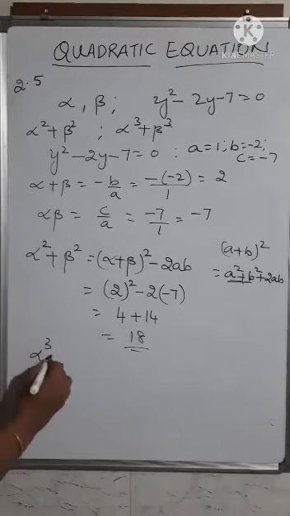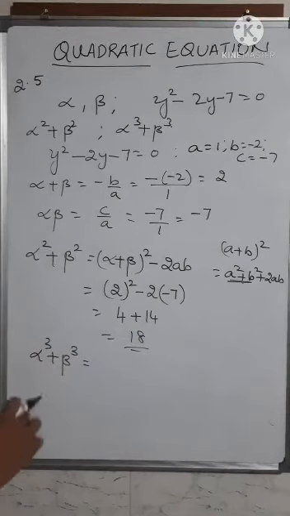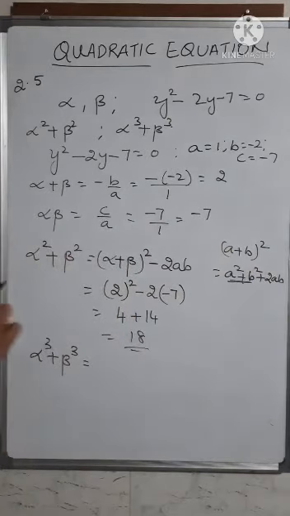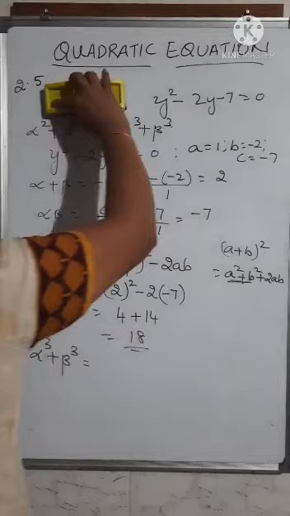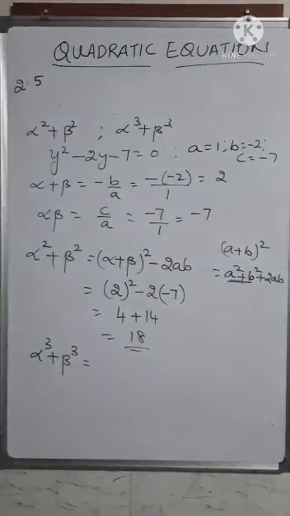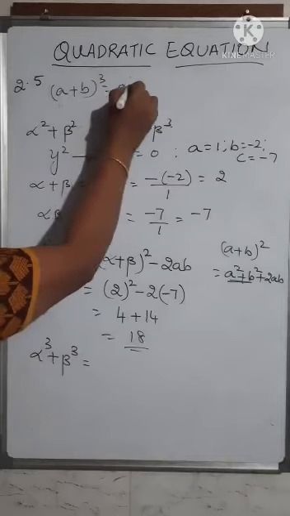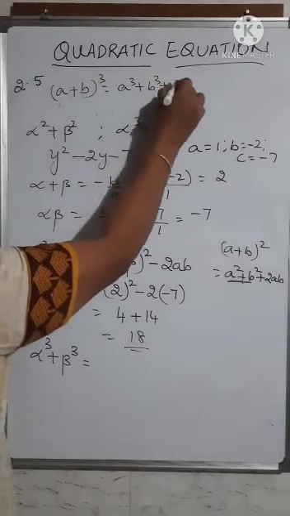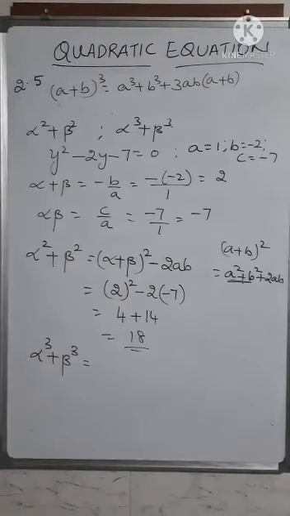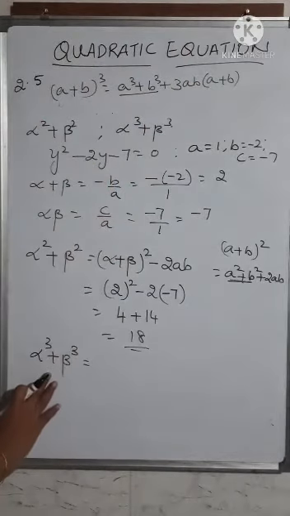Now next, how to find out alpha cube plus beta cube. To find out alpha cube plus beta cube, you can use the formula of alpha plus beta whole cube. So I'll do it on the top here and write the formula. A plus B whole cube is equal to A cube plus B cube plus 3AB into A plus B. This formula you had learnt in 8th standard. So from this, if you want to find out this, I have to take this to the other side. Same thing I am doing here.